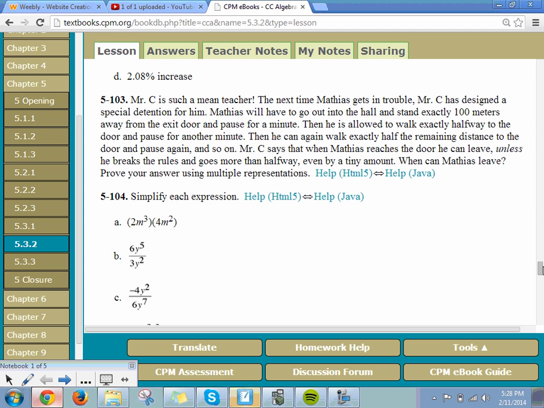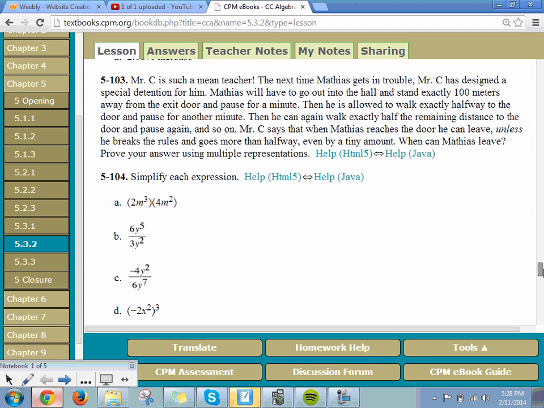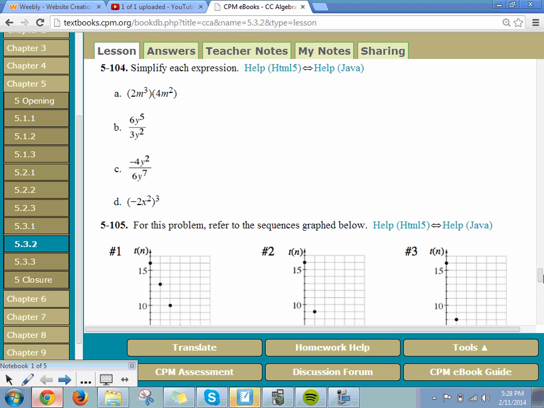That one's not a big one for you. It's a good thought process to go through, but it's not something that you'll see on a quiz or a test.